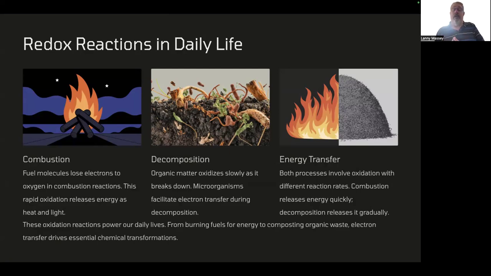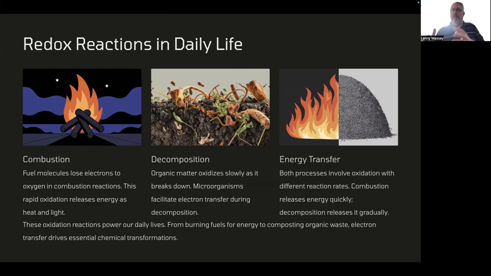Decomposition reactions are almost exactly like combustion reactions. The biggest difference between a decomposition reaction and a combustion reaction is the rate at which it happens. A decomposition reaction is doing the same thing. It's losing electrons to oxygen, but in most cases, it's at a much slower rate. So combustion happens very rapidly.